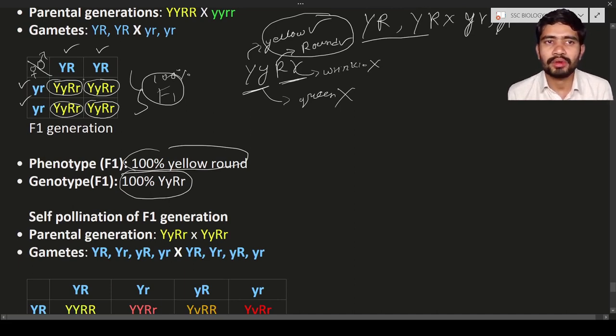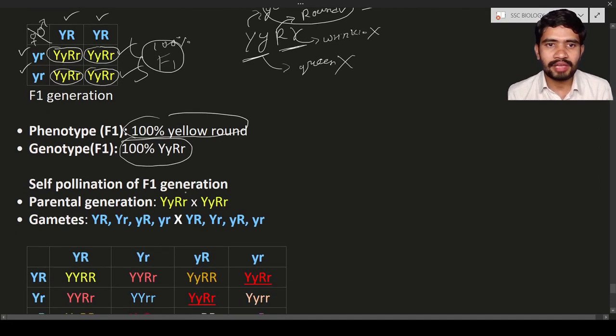Now what you have to do is take the individuals. I'm going to take this capital Y, capital R, small r, and this capital Y, capital R, small r. I will take these individuals as parents and do self pollination in them. So we have taken capital Y, capital R, small r, capital Y, capital R, small r. Now you have to extract the gametes.